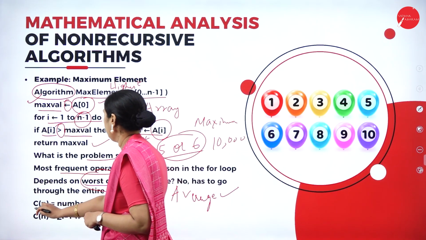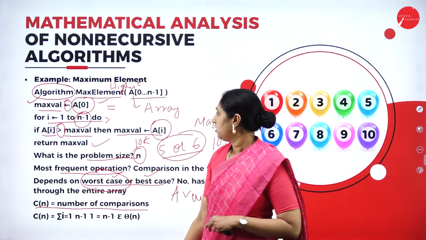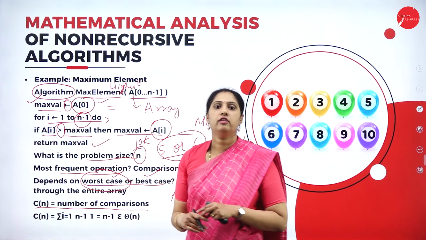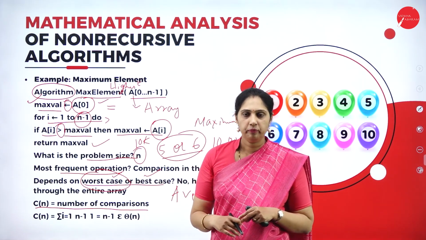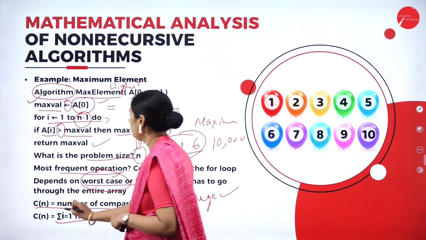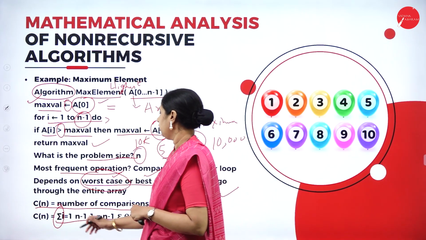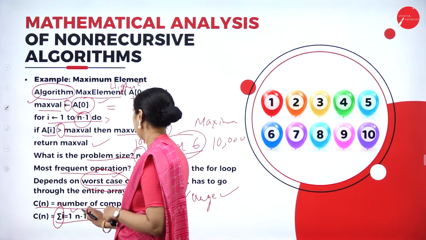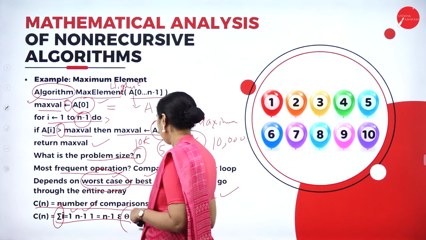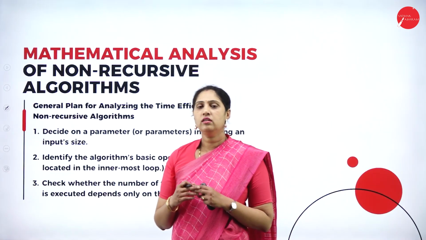Then I denote C of n is equal to the number of comparisons. See how many times the comparison operator has been executed in the loop. Then I'll denote it with a mathematical analysis using the notation sigma. How shall I write this? C of n is equal to sigma of I is equal to 1 to n minus 1. That belongs to the notation used.